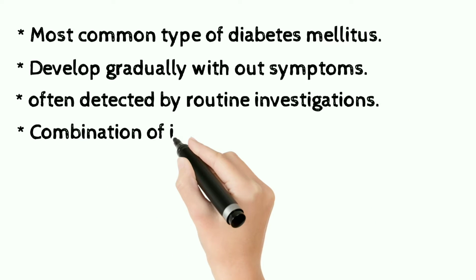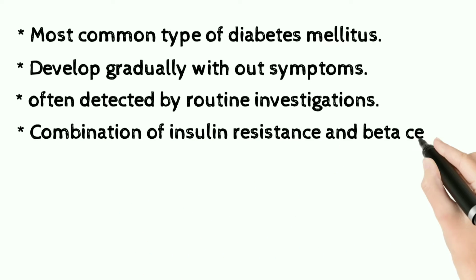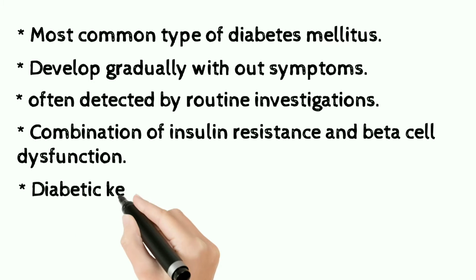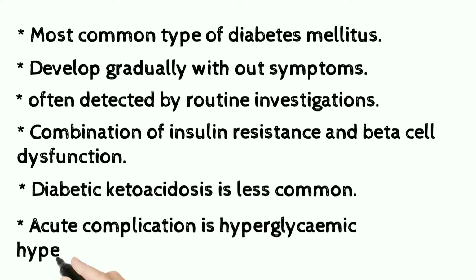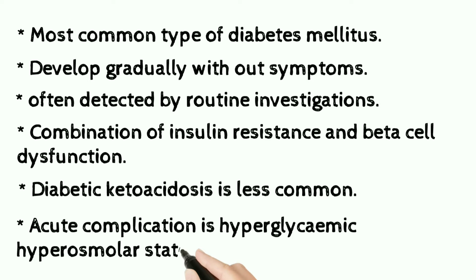In type 2 diabetes, we can see a combination of insulin resistance and beta cell dysfunction. Diabetic ketoacidosis is less common. The acute complication of type 2 diabetes is hyperglycemic hyperosmolar state.